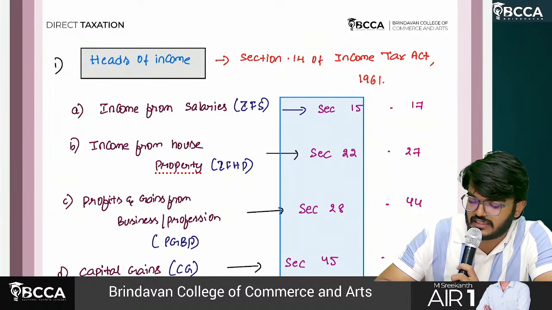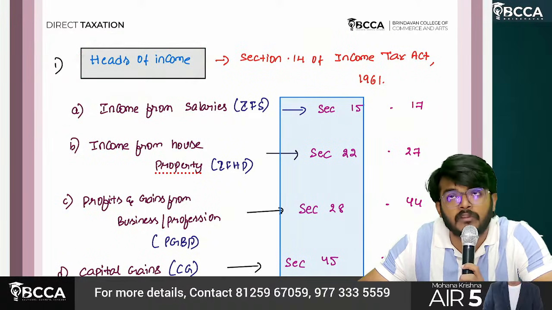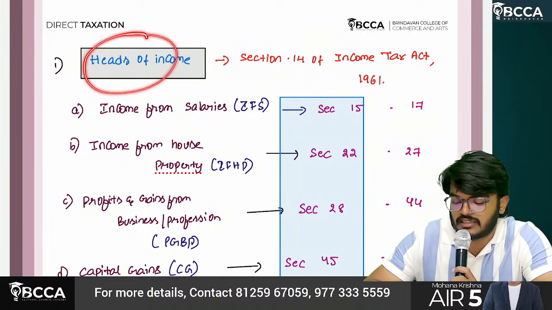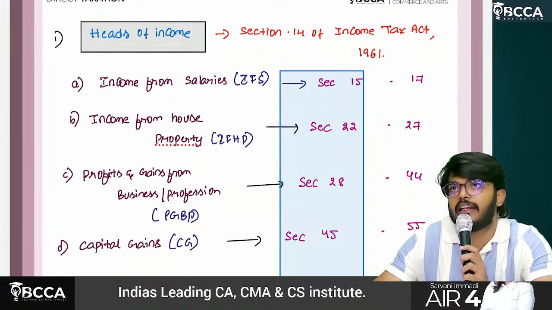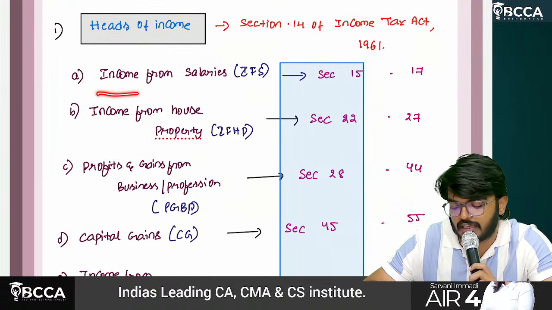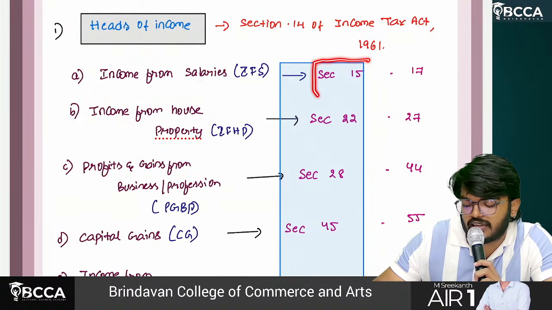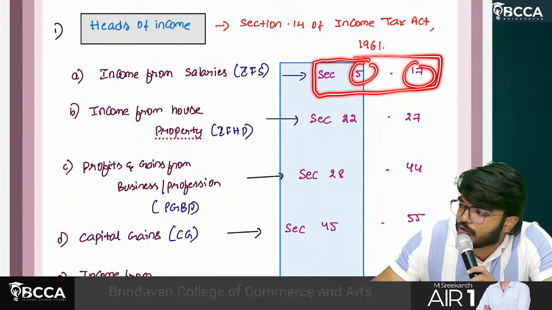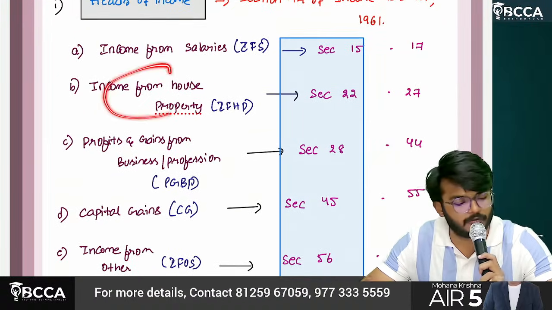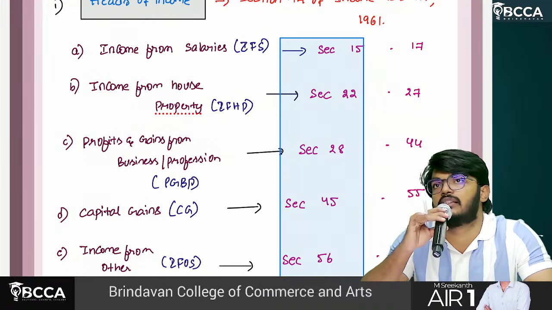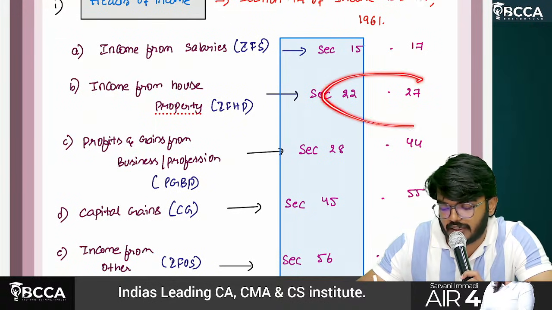So if you check this, how many heads of income do we have in total? 5 heads of income. These 5 heads of income are given in which section? Section 14 of the Income Tax Act. Quickly tell me, what is the first head of income? Income from salaries. Which sections are covered in this part? Section 15 to section 17. What is the second head of income? Income from house property. The sections covered there are section 22 to section 27.